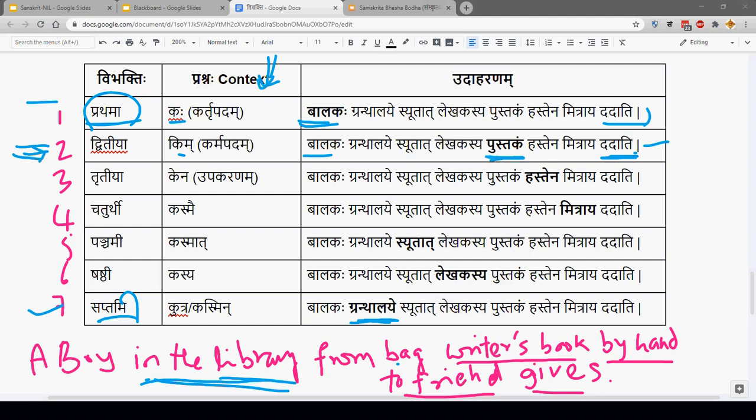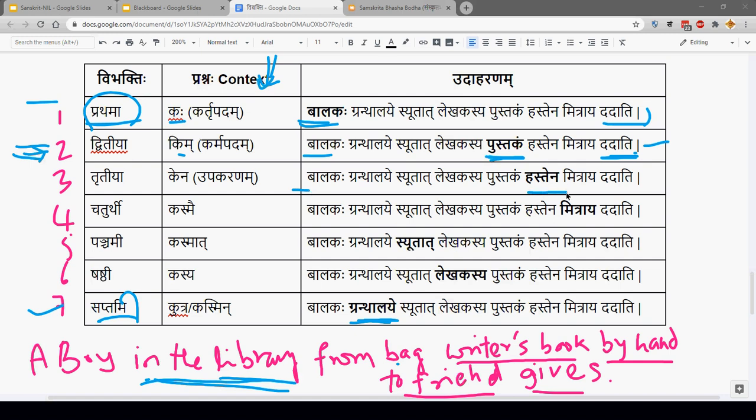Okay, Veena, you can try the next. Read it, same sentence. Balakaha Granthalaye Shutat Lekhakasya Pustakam Hastena Mitraya dadati.